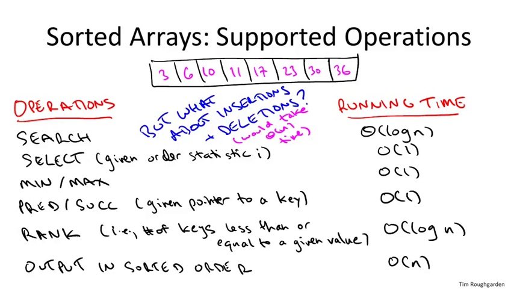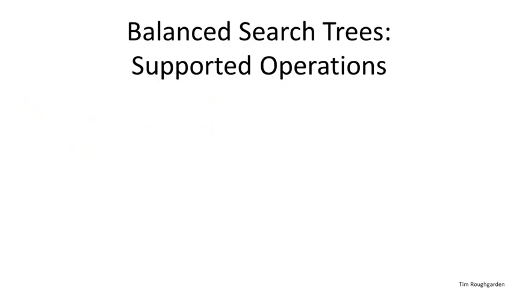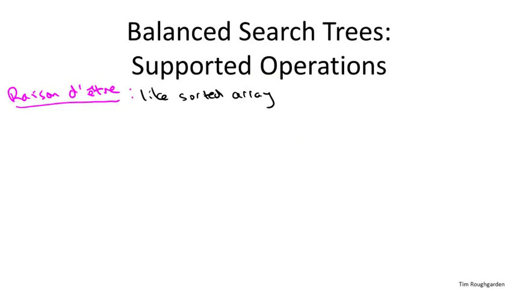So the raison d'etre of a balanced binary search tree is to implement this exact same set of operations, just as rich as that supported by a sorted array, but in addition, insertions and deletions. Now, a few of these operations won't be quite as fast. We're going to have to give up a little bit. Instead of constant time, they'll run in logarithmic time, but we'll still get logarithmic time for all of these operations, linear time for outputting the elements in sorted order, plus we'll be able to insert and delete in logarithmic time.